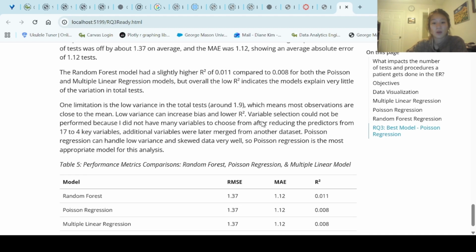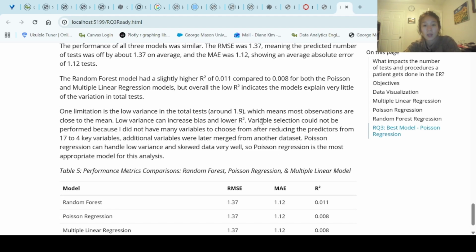So the performance of all the 3 models was very similar. The RMSE was 1.37, which means that the predicted number of tests was off by 1.37 on average, which is pretty high considering the maximum number of tests was 8. The mean absolute error was 1.12, and the R squared was also really low, which was 0.008 or 0.011. Which shows that all 3 models kind of explain very little of the variation in total tests.